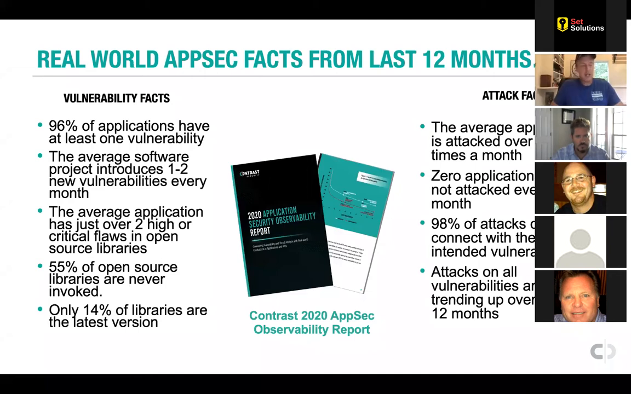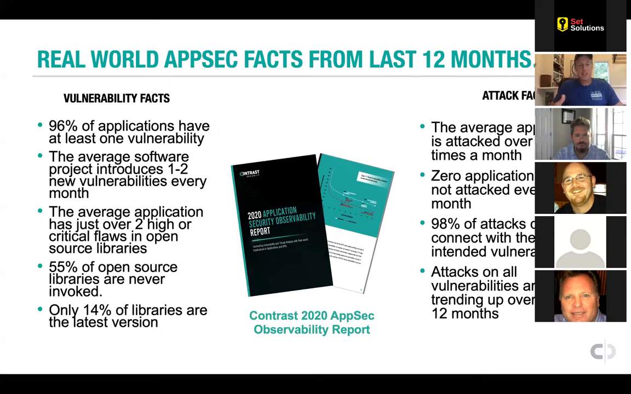The average application has, in the high 20s, low 30s, number of vulnerabilities overall. So we're really not doing very well at writing secure code. And that might be tolerable if the attackers weren't out there attacking. But unfortunately, the average application is attacked over 13,000 times a month. That's a pretty crazy number. And there were 0 applications that were not attacked at all.